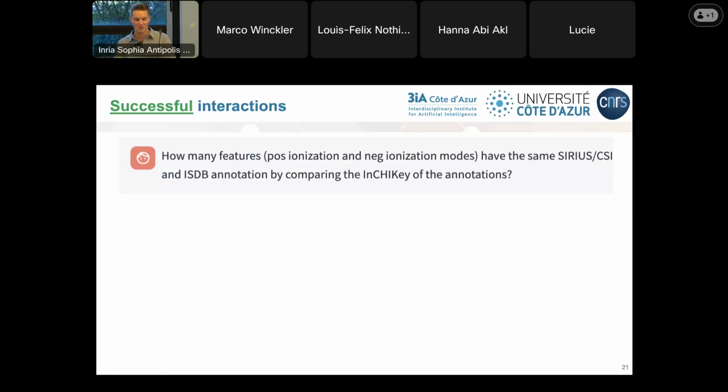This question is very chemically oriented, so I would translate it with an additional layer. Here it asks how many molecules were detected in 2 different experimental conditions, positive and negative ionization mode, using 2 different tools that were used for the annotation of the molecules, by looking at their identifier. So it's encoding the structure.